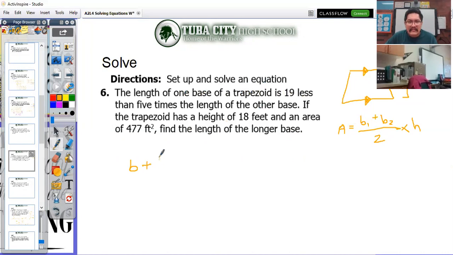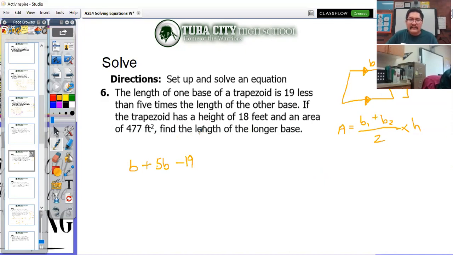19 less, so minus 19. So we're taking this number and we're lessening it by 19. So again, it's not 19 minus the number. It's 5 times the number. So 5 times the number, and we are going to lessen it by 19 to the other base. So in this case, it looks like we're looking for the top number here. This top line is the one we're looking for. And this bottom one is the one that we'll find second.